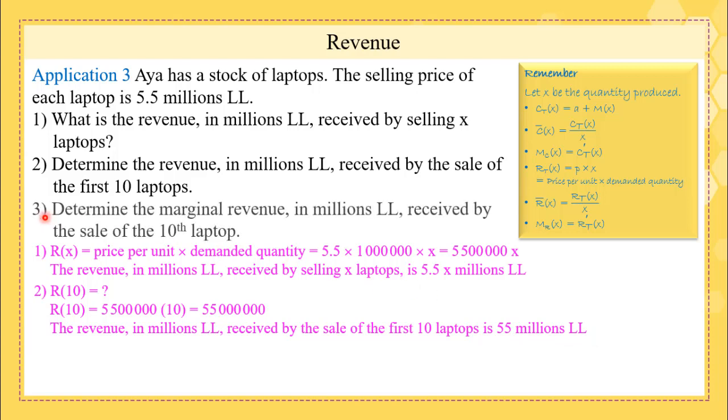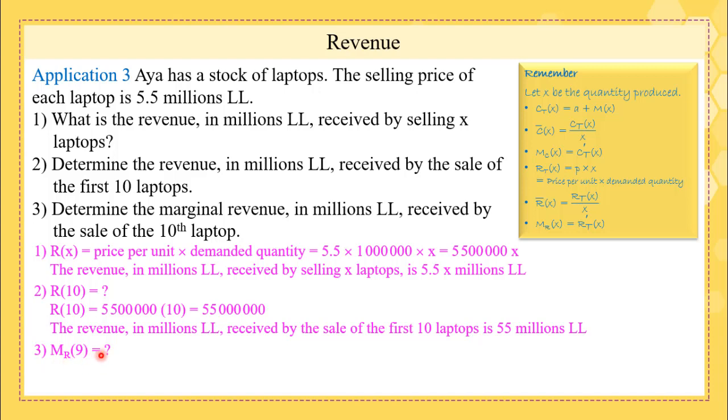Now, the last part in this application is to determine the marginal revenue in millions of Lebanese lira received by the sale of the 10th laptop. Remember that the marginal revenue is the revenue received by the sale of the X plus 1th unit. So X plus 1 equals 10, hence X equals 9. So in this question, we need to find MR of 9.